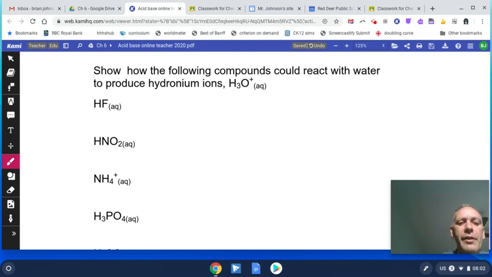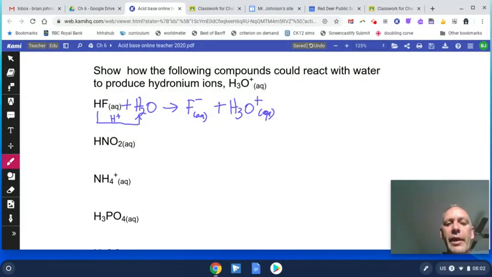So it's pretty simple. You take the substance, you add water, H2O, and you react it with water by adding an H+. So you draw the little arrow and you put an H+. So the H+ leaves the HF. So if H+ is gone, F- is left over, fluoride ion. And the H+ joins the water to make hydronium. It's that simple. Okay, modified Arrhenius.